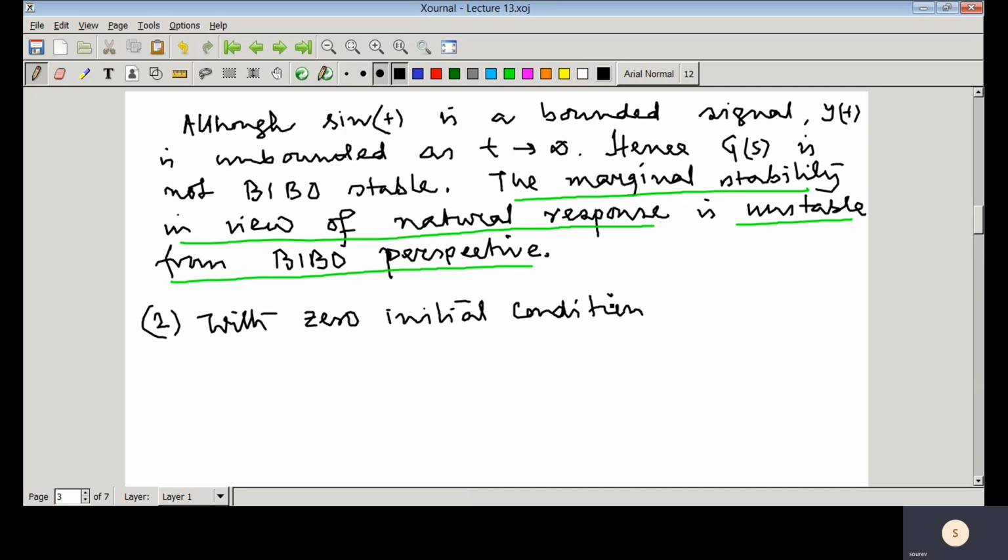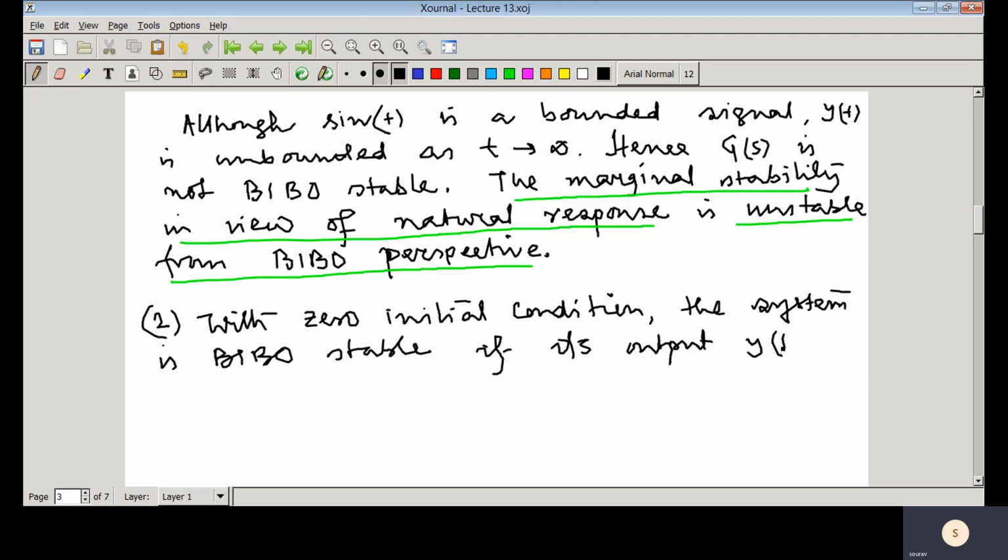So now we are just trying to find the condition for bounded input, bounded output stability. With zero initial condition, the system is BIBO stable if its output y(t) is bounded for a bounded input u(t). That we have discussed. I am writing it again to better understand it.